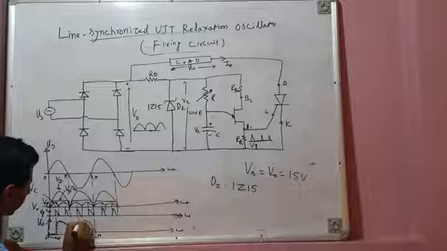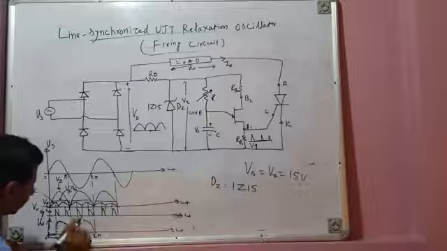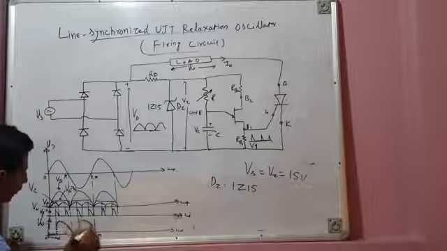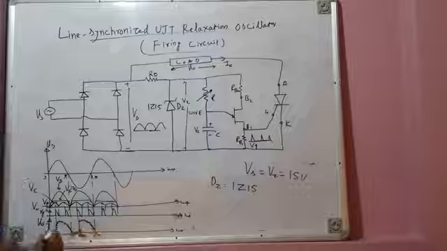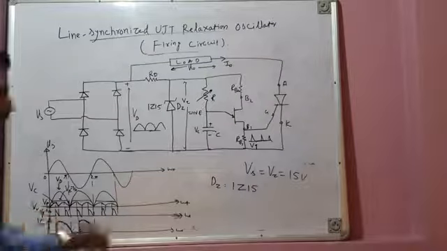Similarly, in the next half cycle, at pi plus alpha, SCR is fired, so that means from pi to pi plus alpha, load voltage is 0. From pi plus alpha to 2 pi, we get voltage pulse. So this is how you control the voltage across the load.